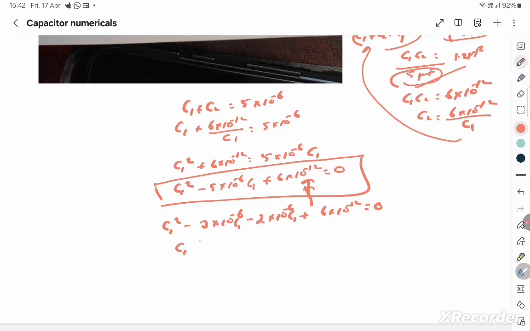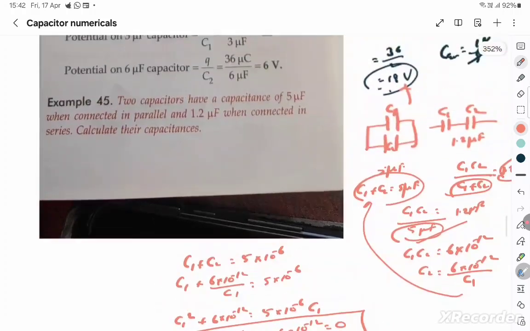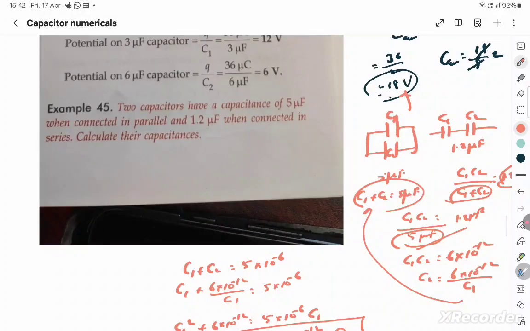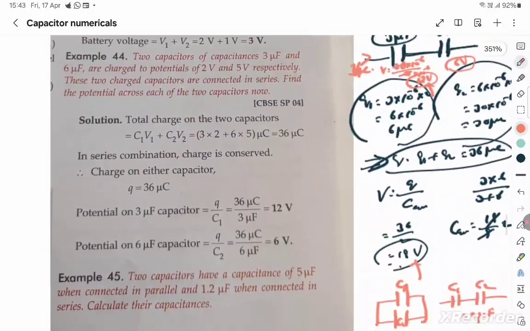So it's C1 minus 3 into 10 to the power minus 6 times C1 minus 2 into 10 to the power minus 6. So C1 is either 2 microfarad or 3 microfarad. If C1 is 2, C2 will be 3. If C2 is 3, C1 will be 2, and vice versa. Thus, given the equivalent capacitances of different combinations, you can find the unknown capacitances. So that completes sum number 45.